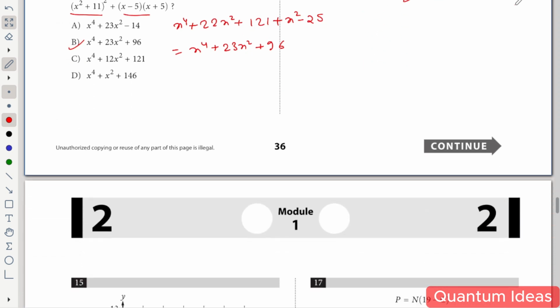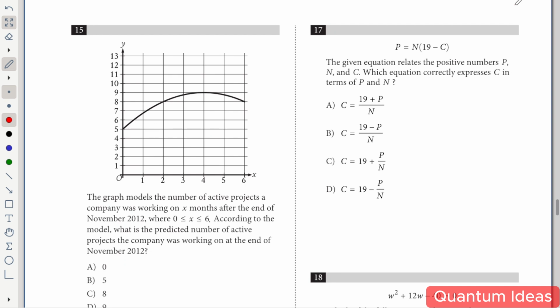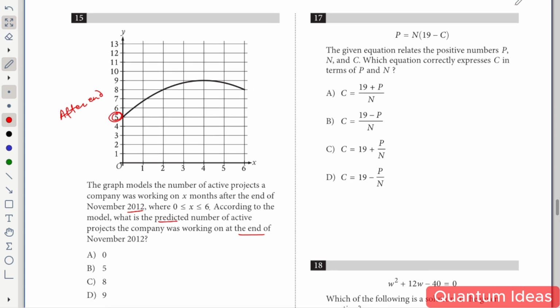So let's move to the next one, number 15. Okay, graph type. The graph models the number of active projects our company was working on x months after the end of November 2012. So this x is from 0 to 6 months. According to the model, what is the predicted number of active projects the company was working on at the end of November 2012? At the end of November 2012, the active projects were 5. So simply our answer will be 5.